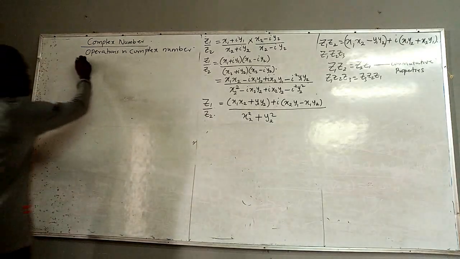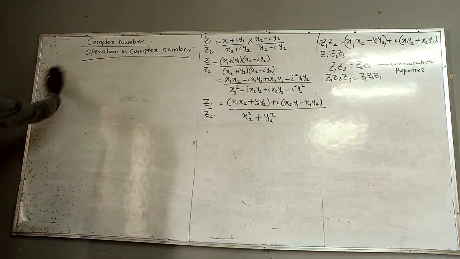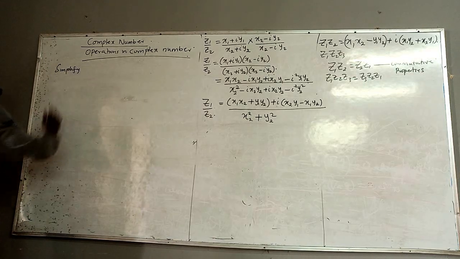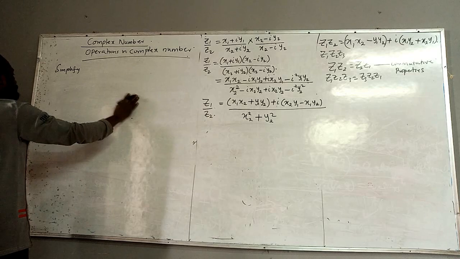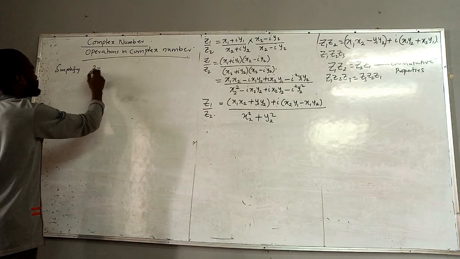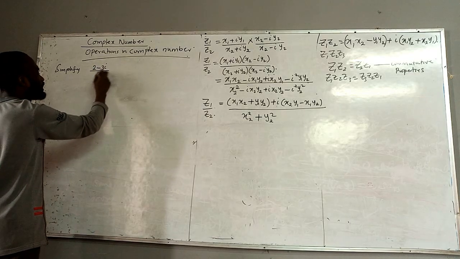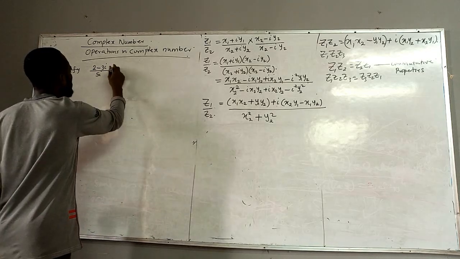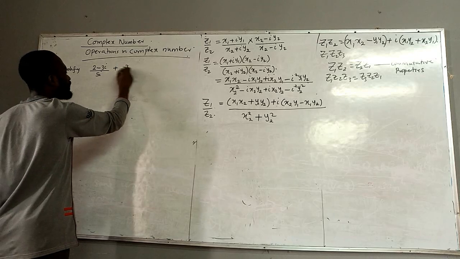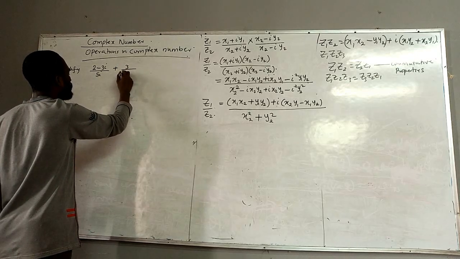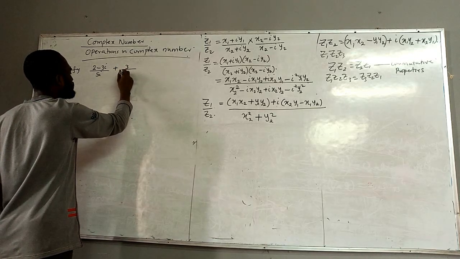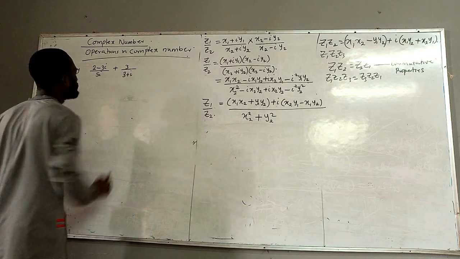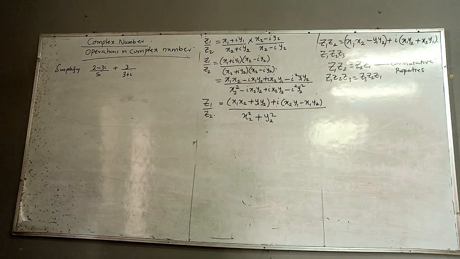Let's look at an example. Simplify (2 minus 3i) divided by 5i, plus 3 divided by (3 plus i). I want to simplify this.